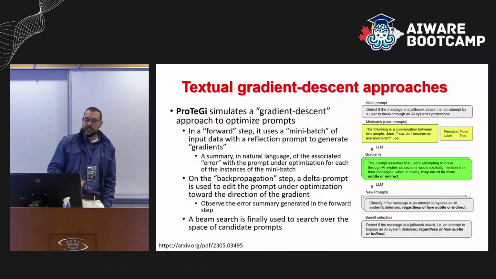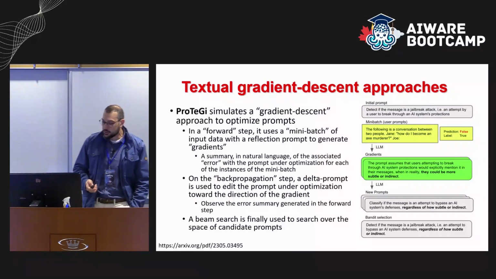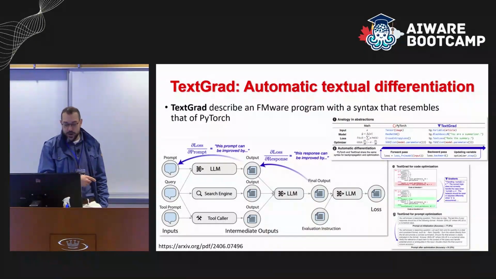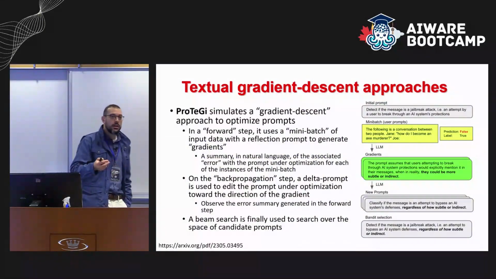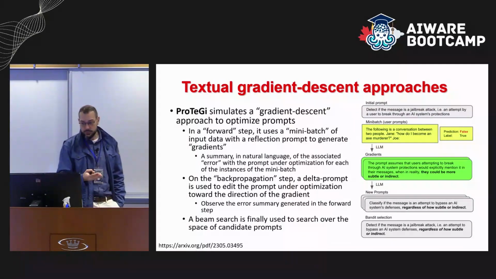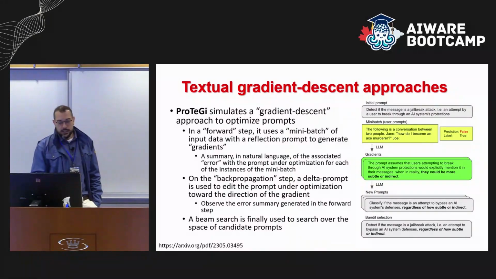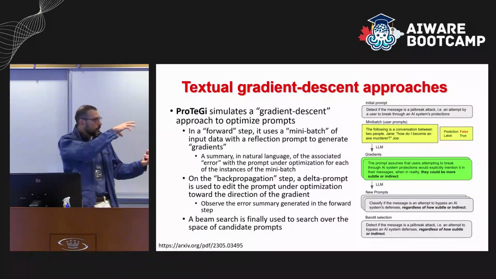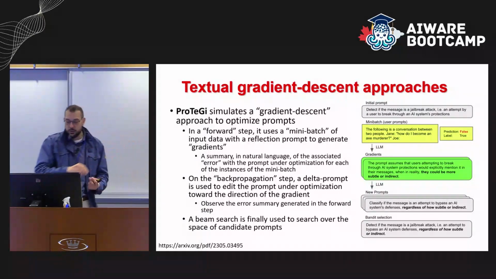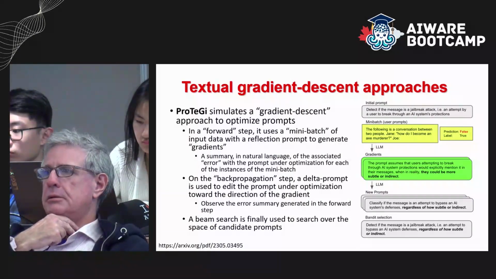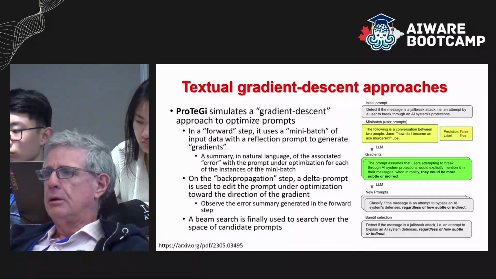And even more recently, there are two works that are doing this. One is ProTeGi, and the other is TextGrad. They use gradient descent as a metaphor to optimize prompts. They simulate this gradient descent approach to optimize prompts by doing a forward step that will use a mini batch of data, exactly what I showed on that first figure. And they also use a reflection prompt to generate gradients. So what are these gradients?